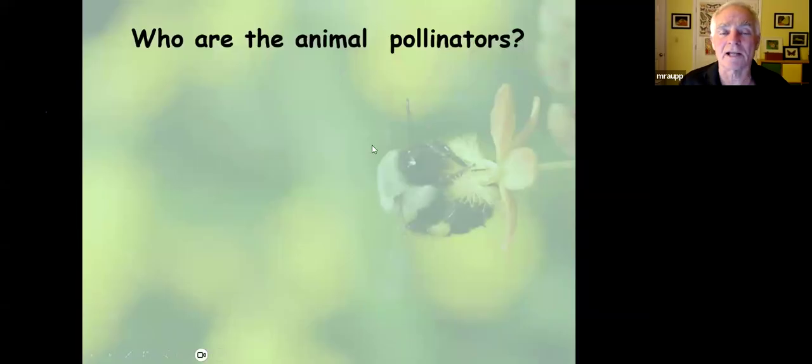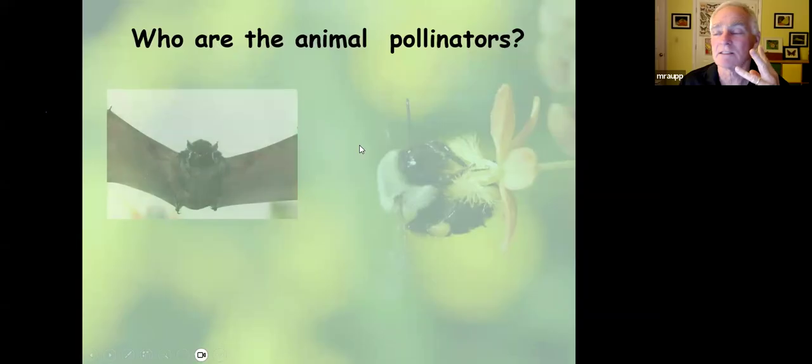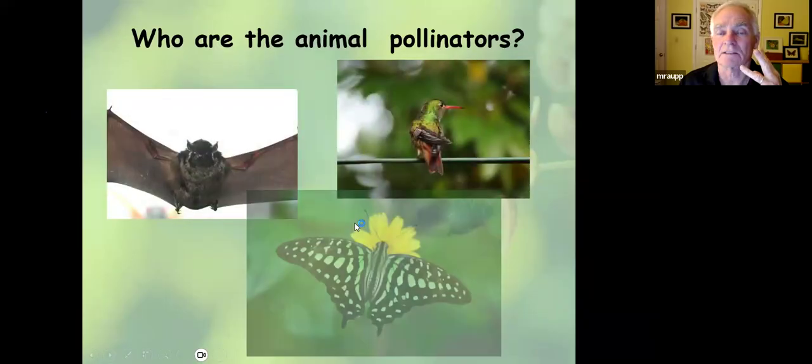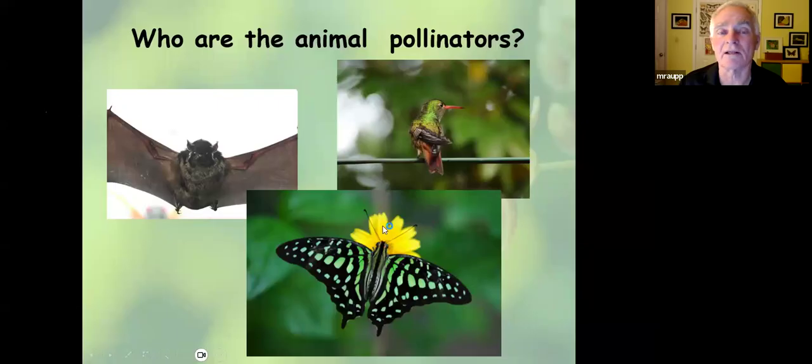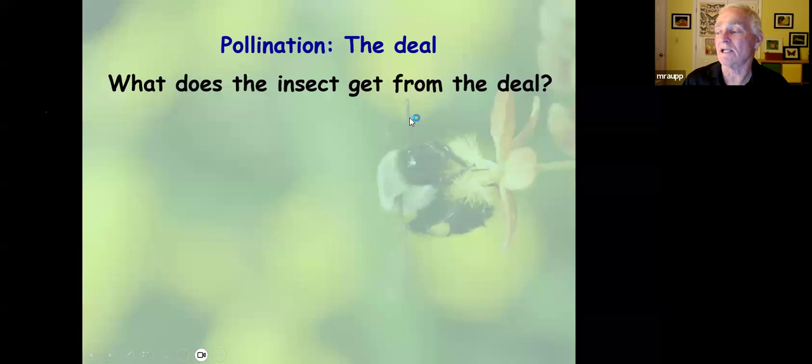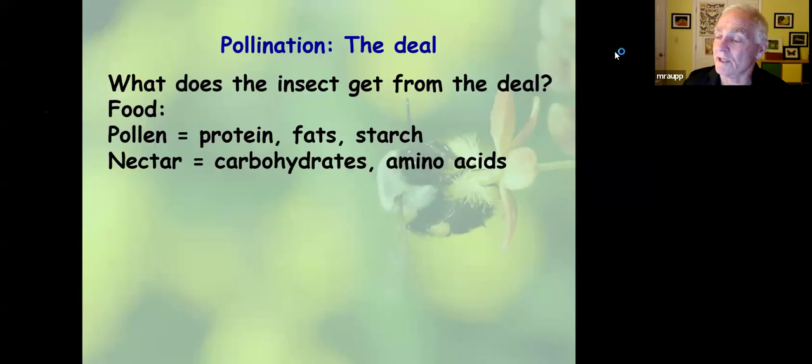You do have to be clever to be pollinated by an animal, an insect. Who are the animal pollinators? I call them the 3 Bs: the bats, the birds, and the bugs. But of these 3, it's really the insects, the bugs, that are the premier pollinators. Now, what does the insect get from this deal of pollination? What's the reward here in the deal for the bug? They get nectar, which is carbohydrate. What else? They get pollen, and that's protein. So what the insect gets is protein, fat, starch, and sugars, and nectar, carbohydrates, and amino acids.